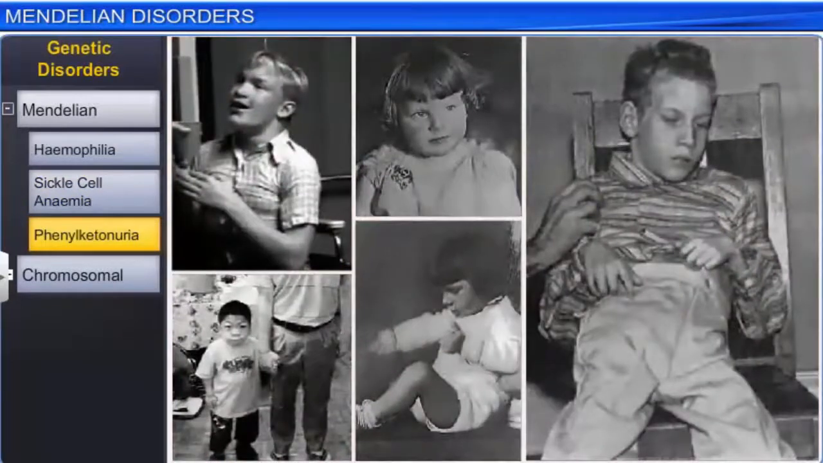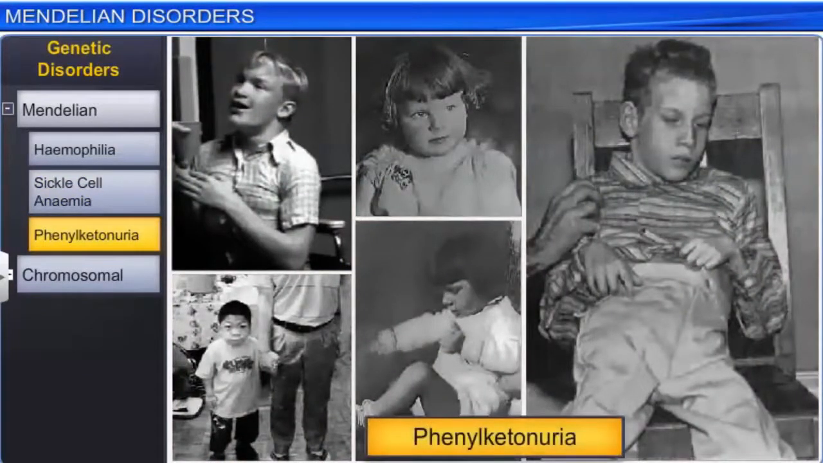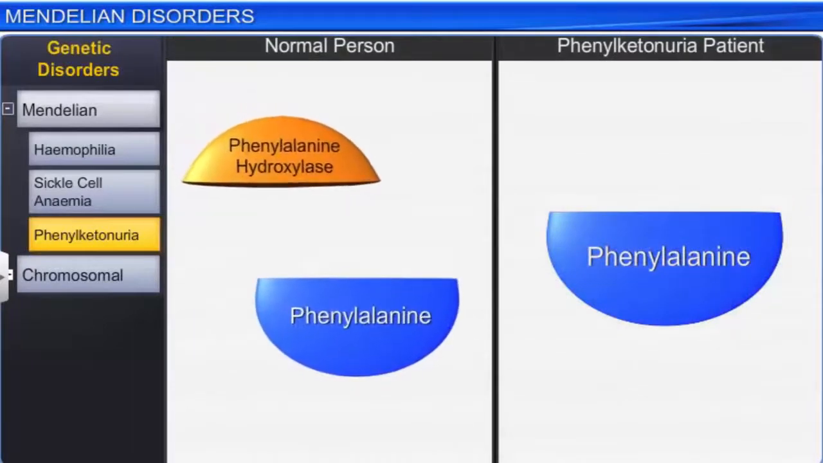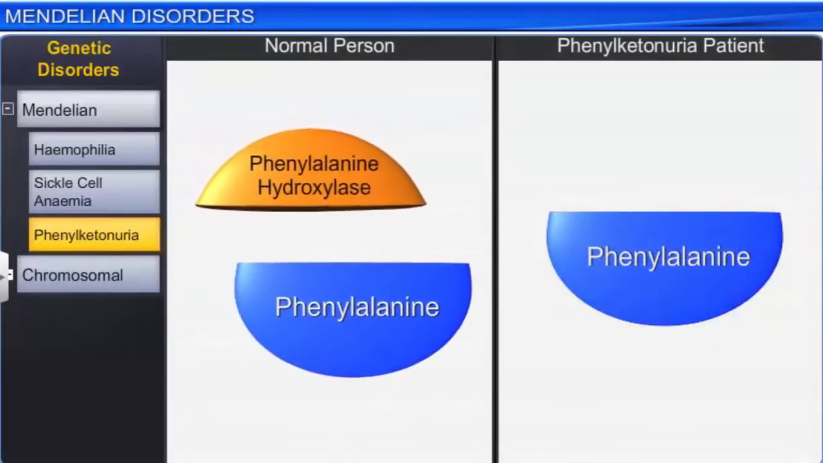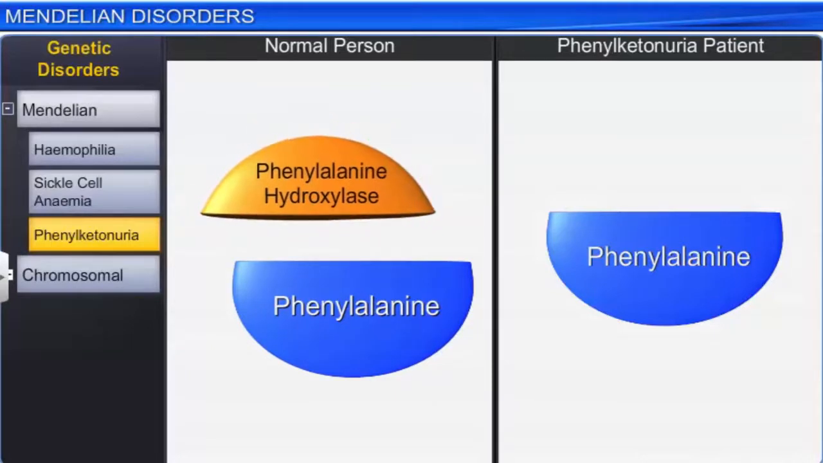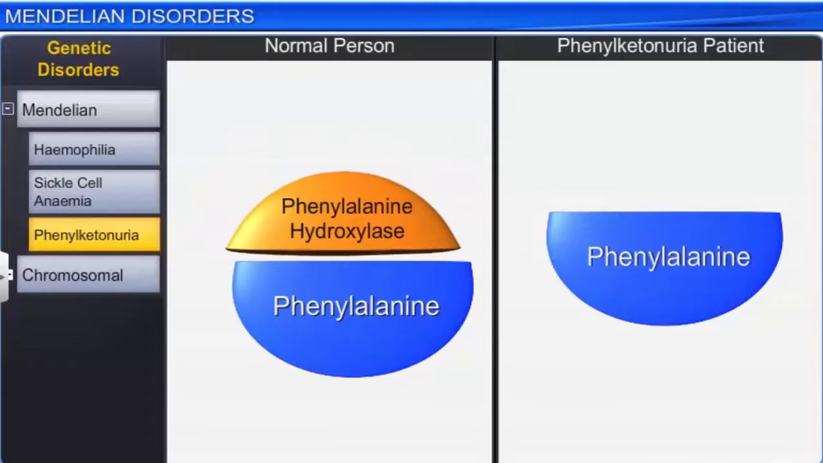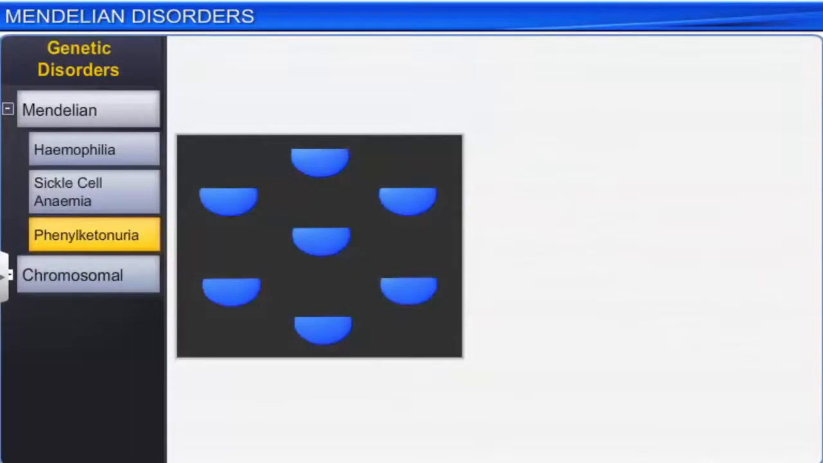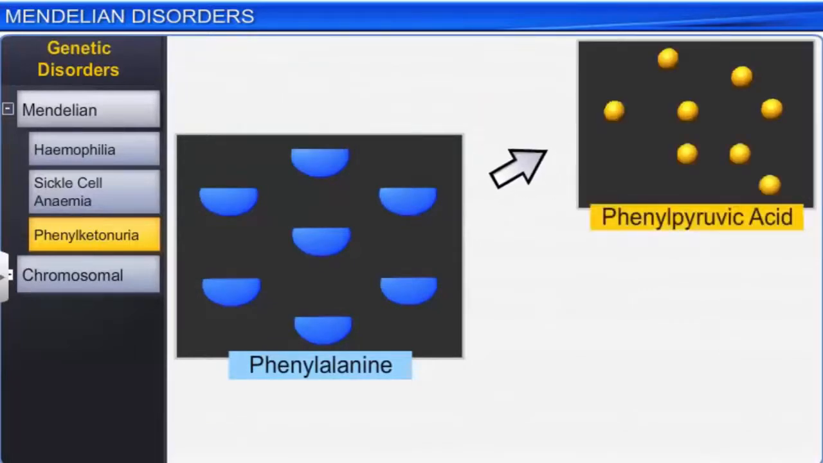Like sickle cell anemia, phenylketonuria is also an autosomal recessive trait. It is an inborn error of metabolism inherited during birth and is characterized by the deficiency of the enzyme phenylalanine hydroxylase, which is required to convert the amino acid phenylalanine into tyrosine. As a result, phenylalanine accumulates in the body and gets converted into phenylpyruvic acid and other derivatives.